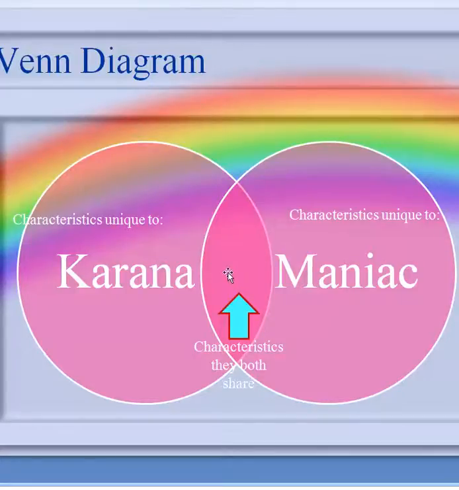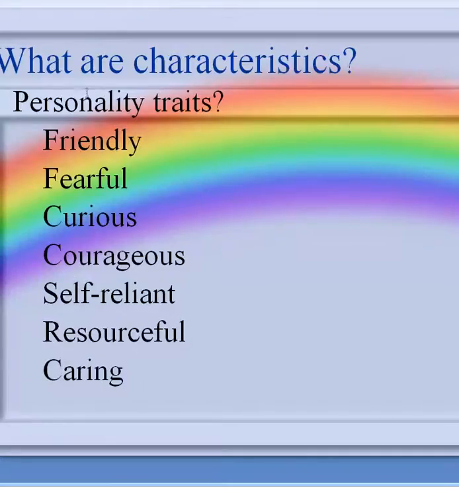Well, let's just start thinking about characteristics. What are characteristics? What are some of the personality traits, for example, of Karana and Maniac? What are some of the words you would use to describe them? I just happened to pick friendly, and were they both friendly? Was one friendly and the other maybe not? Can you think of examples where you could say, well, based on how this person acted here, they were fearful, or were they curious? Were they courageous? Were they self-reliant? Were they resourceful? Were they caring? And I'm sure this list could go on and on.